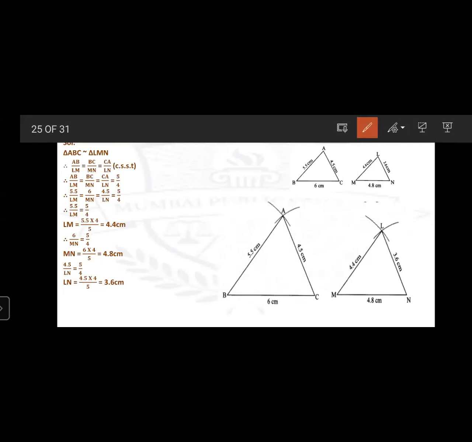First, we draw the side BC, that is 6 centimeter. Then put your protractor divider at point B and mark an arc of 5.5 here. And from C, draw the arc of 4.5. And then we get the point, and then join A to B and A to C. So this is the triangle ABC.